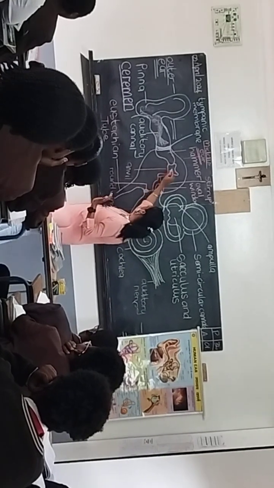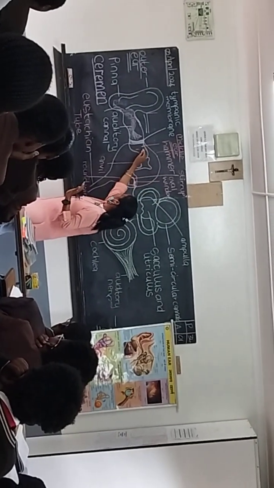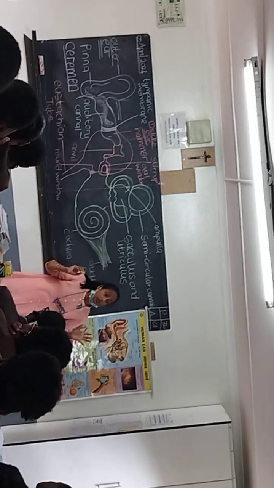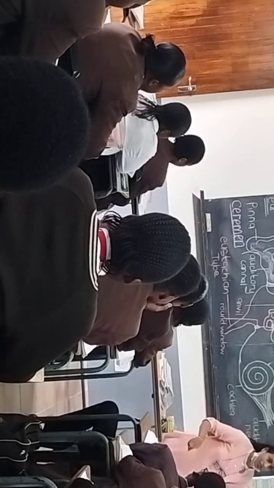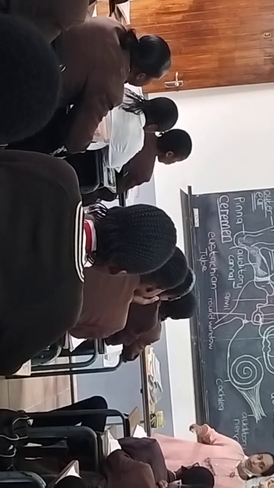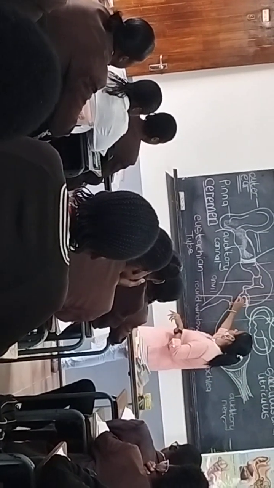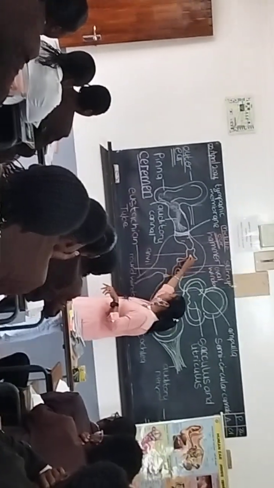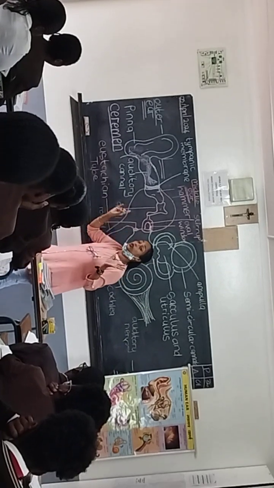So you have named them hammer, anvil, and stirrup. That's according to the shape. You know what a stirrup is? When you are riding a horse, that thing where you put your leg is the stirrup, okay? That gives the shape. So one is a hammer-shaped structure, the anvil, and the stirrup, according to the shape.